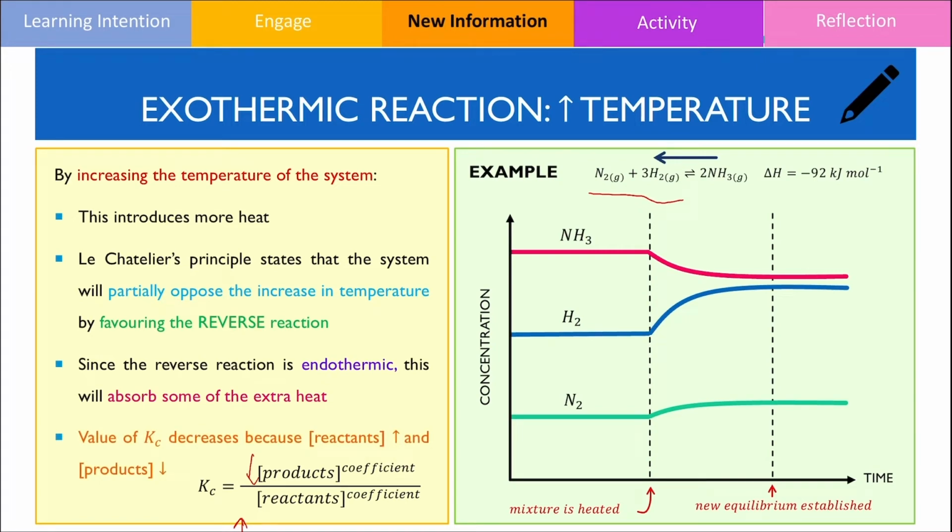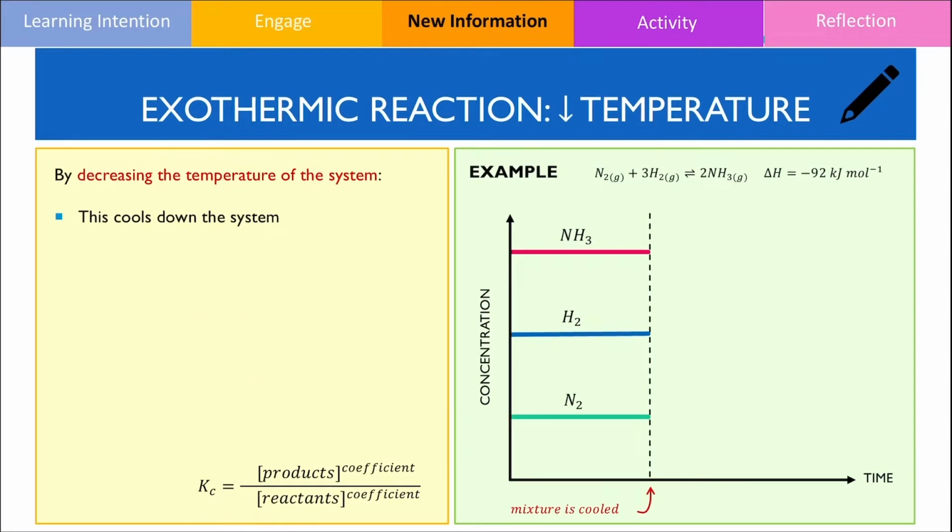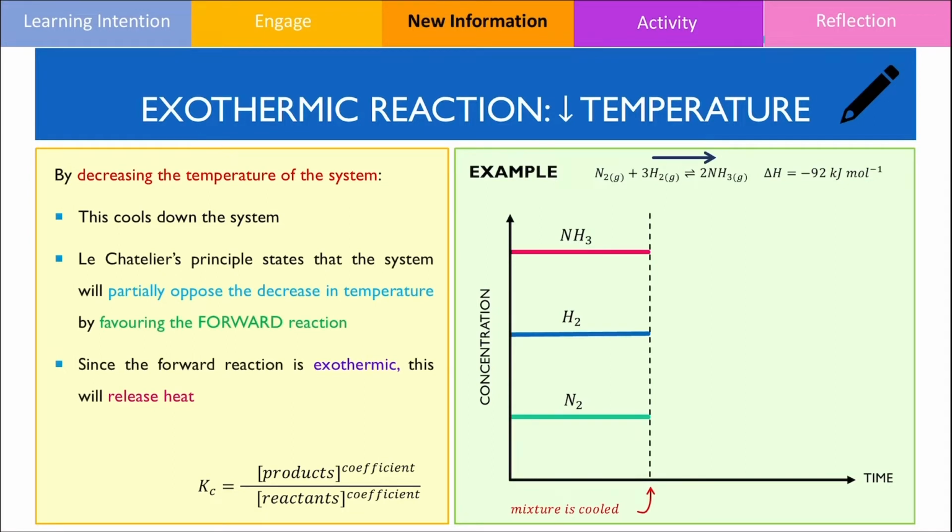Let's now examine the effects of decreasing temperature on an exothermic system. If we allow the system to cool down, let's say in an ice bath, temperature would decrease. The system will partially oppose the reduction in temperature by favoring the exothermic reaction which takes place in the forwards direction. Because this shifts equilibrium to the right, the concentrations of nitrogen and hydrogen decrease, keeping in mind that hydrogen should decrease 3 times more than nitrogen given the stoichiometric coefficients.